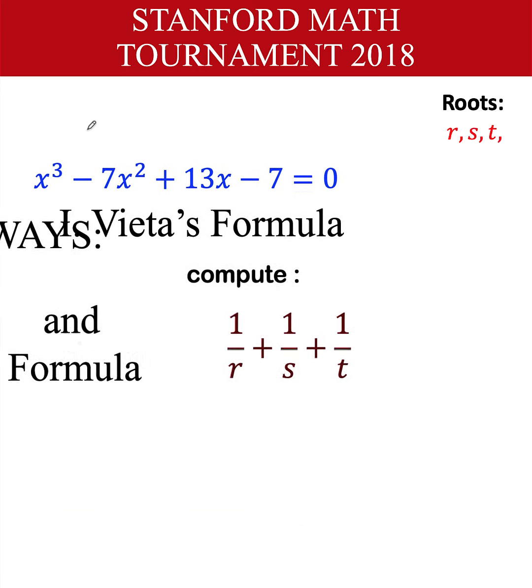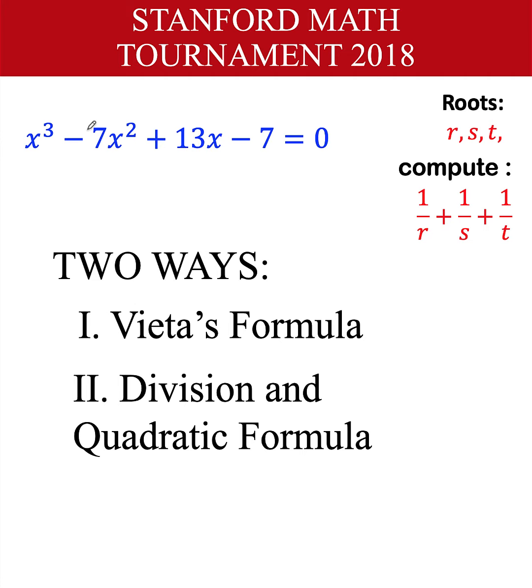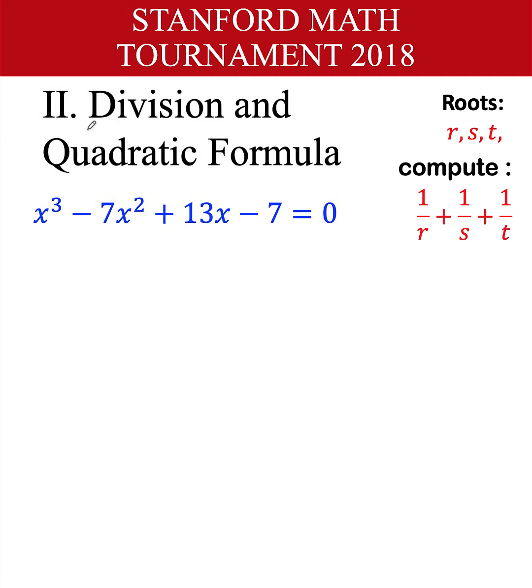Now for the second method, that is using synthetic division and the quadratic formula, this is what is going to happen. Make sure that the degrees of the terms are in descending order. We have 3, 2, 1, and the 0 degree. Let's get all these coefficients and not include the variables. So you have 1, negative 7, positive 13, and negative 7.